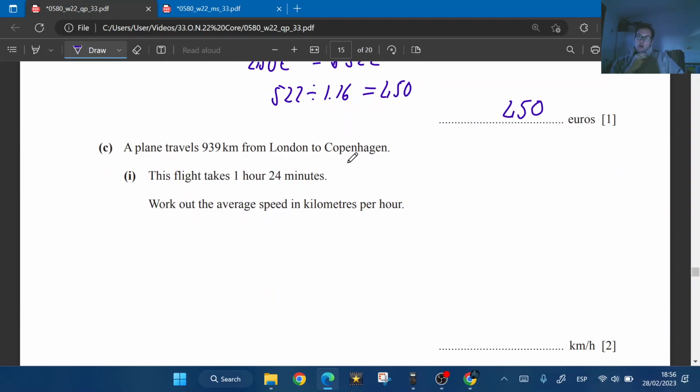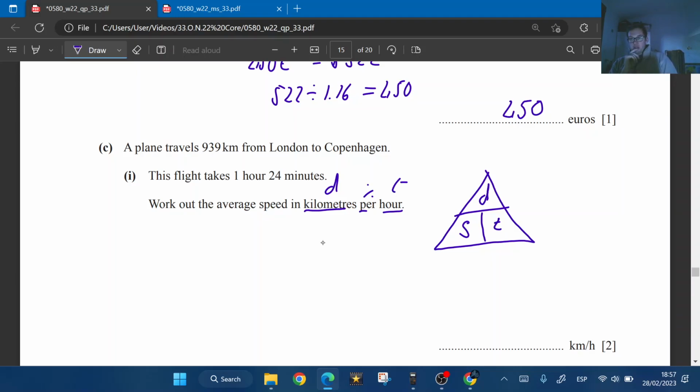Well, we're going to Copenhagen from London. It's 1 hour 24 minutes. Work out the average speed in kilometers per hour. Alright, so remember now your triangle. The formula for speed, we already have the formula here. Kilometers being distance, per meaning divide, hour meaning time. Speed, distance, time. That's the formula, right?